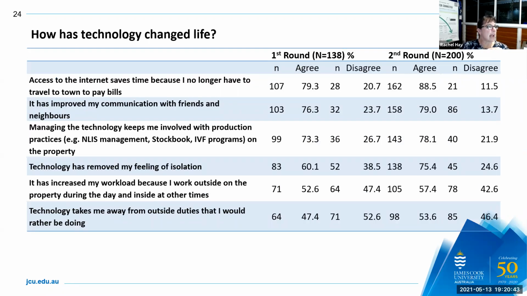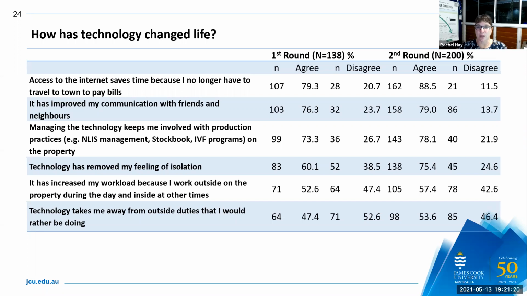Next we looked at how technology had changed their lifestyle, and the majority of women agreed that it saved time by not having to travel down to town to pay bills. It increased communication, and technology was keeping them more involved in production practices, as well as removing the feeling of isolation. On the other hand, though, and quite negatively, technology increased women's workload, and that was taking them away from outside duties that they really enjoyed.